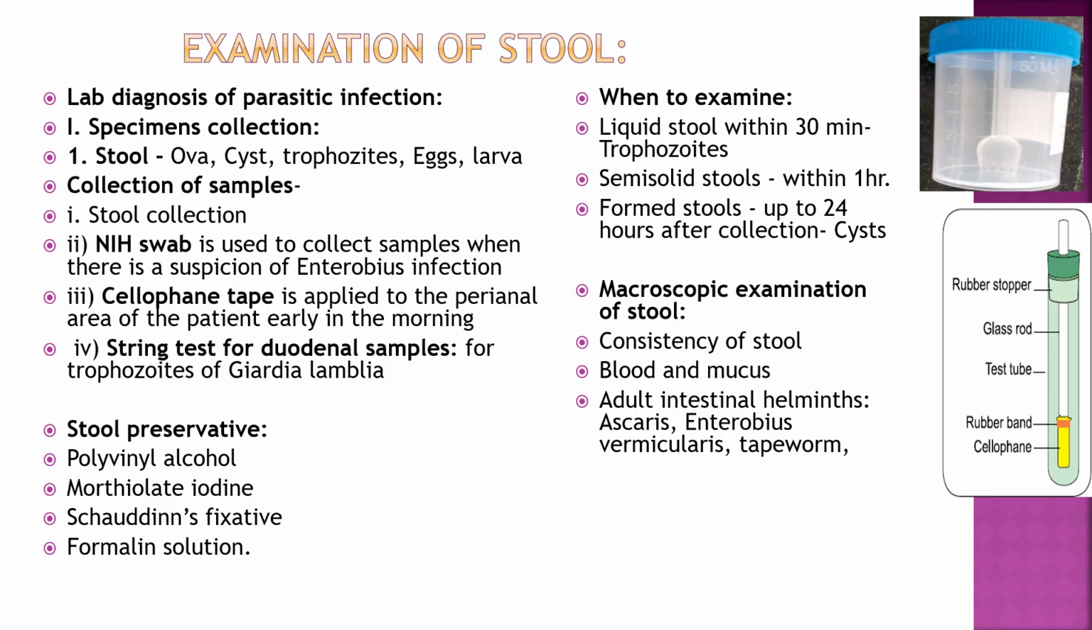Then cellophane tape is applied to the perianal area of the patient early in the morning. Or the string test is used for duodenal samples for trophozoites of Giardia lamblia. So these are different methods of sample collection for stool. After that, stool preservation can be done in polyvinyl alcohol, merthiolate iodine formalin, Schaudinn's fixative, or formalin solution. So this is a stool container: a plastic, sterile container with a spoon attached to the lid of the container.